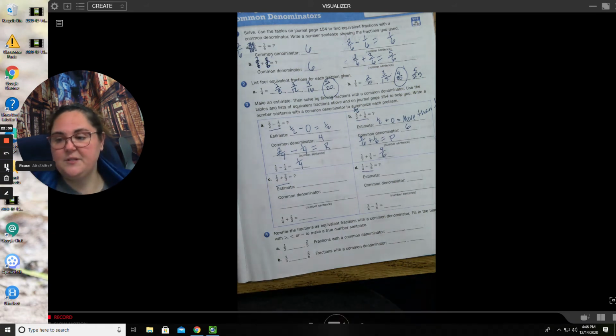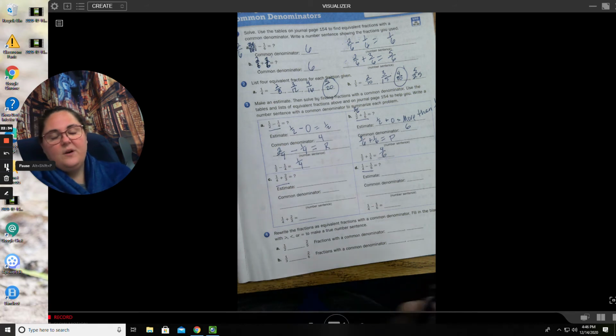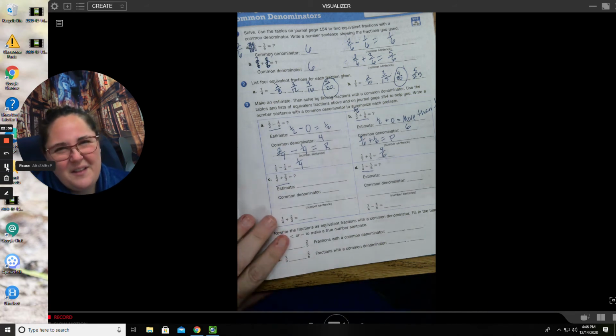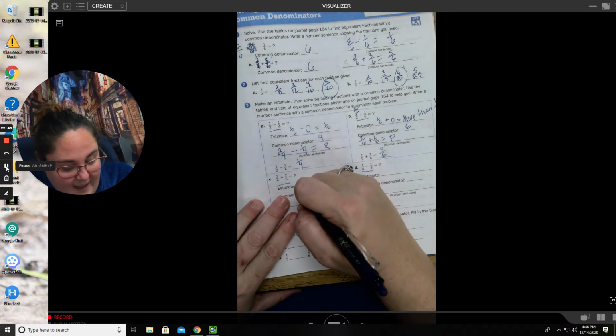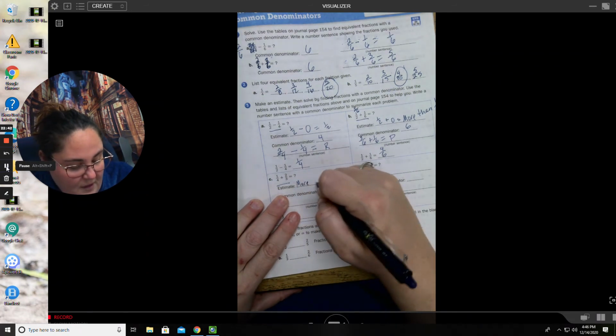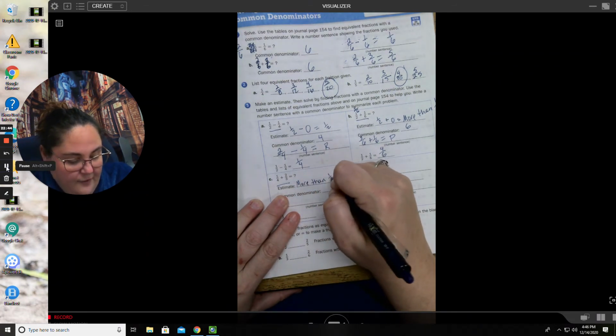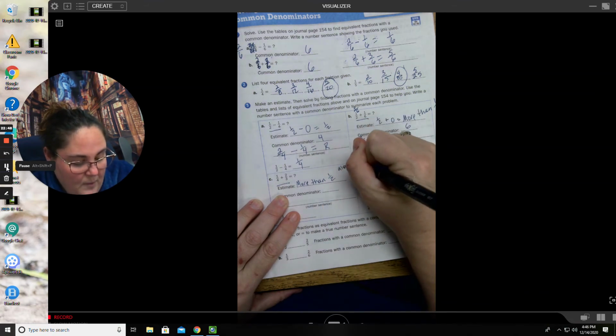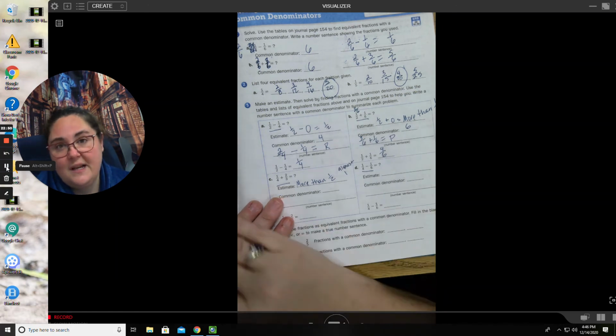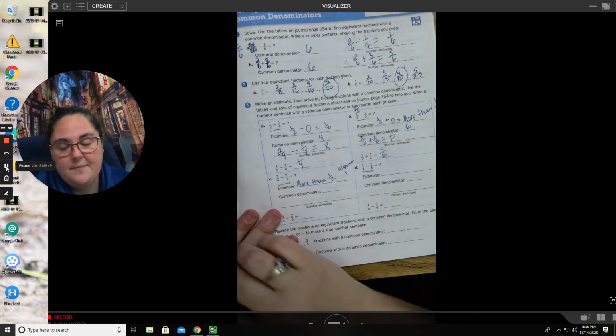For my estimate with this problem, I know that 2/3 is more than half. And 1/4 is smaller than 1/3. So it's going to be almost 1. I would say more than 1/2 or almost 1. I would take either of those as an option. It's a little less than 1.